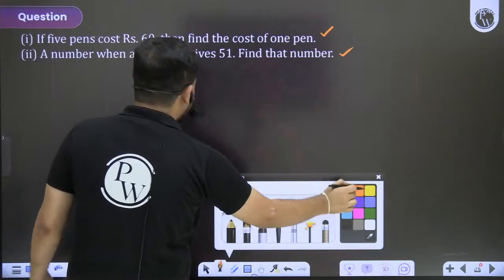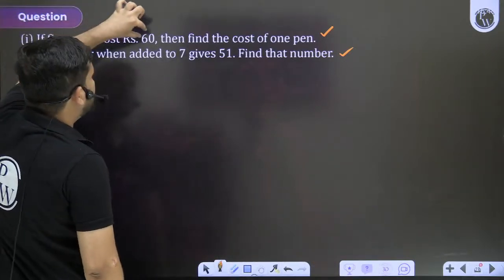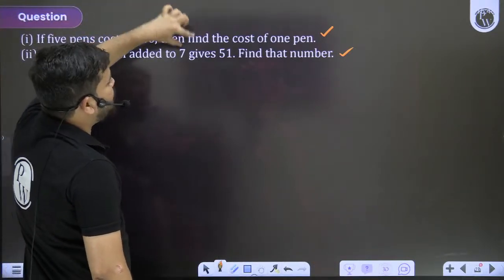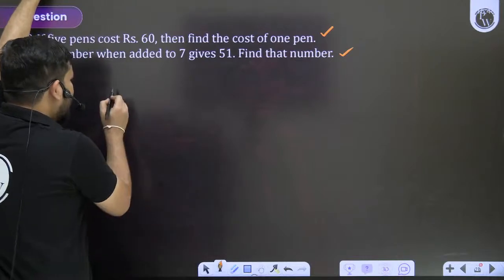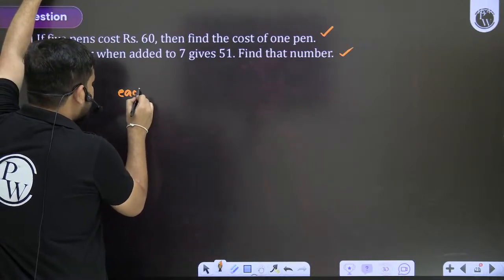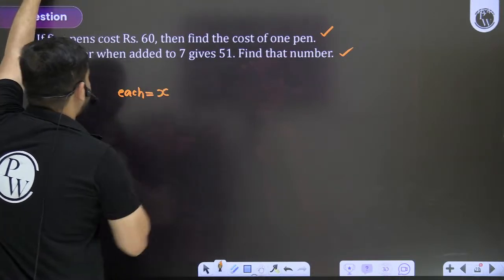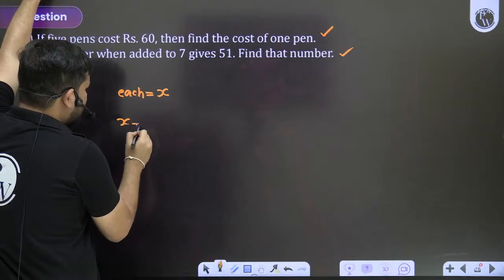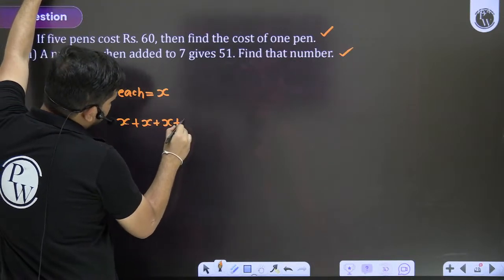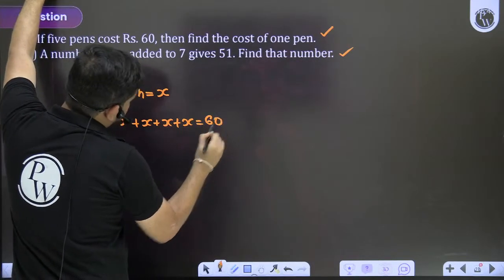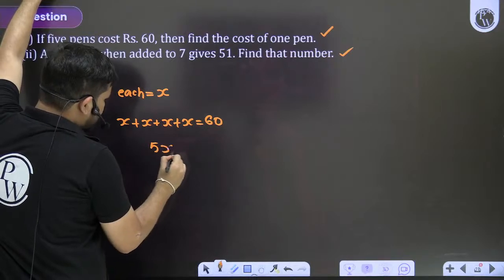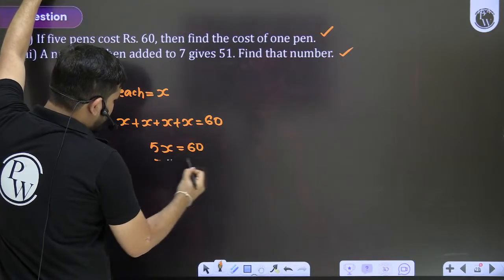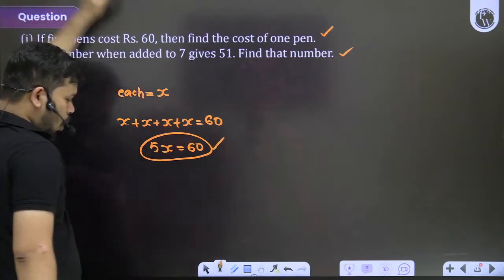You can see here, 5 pens cost 60 rupees, then find the cost of a pen. So you have to consider each pen cost to be x. 5 pens means x plus x plus x plus x plus x, and this is equal to 60. Then this is 5x equal to 60. So this equation is known as what?